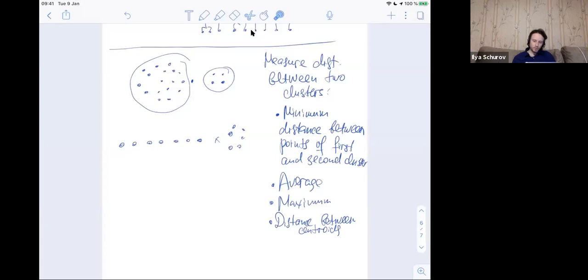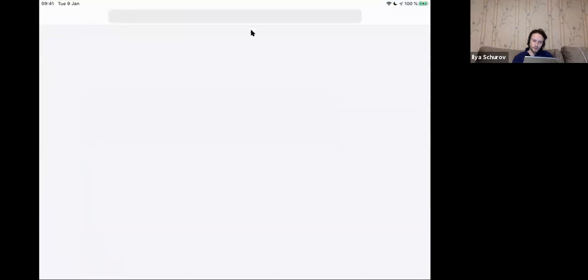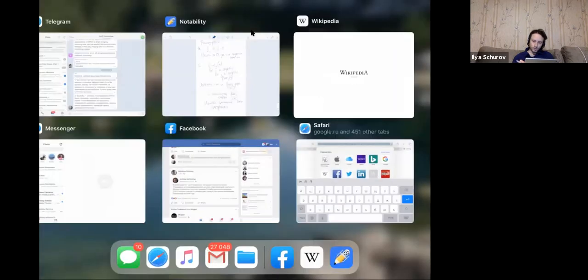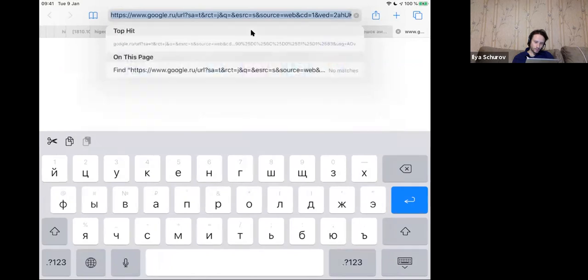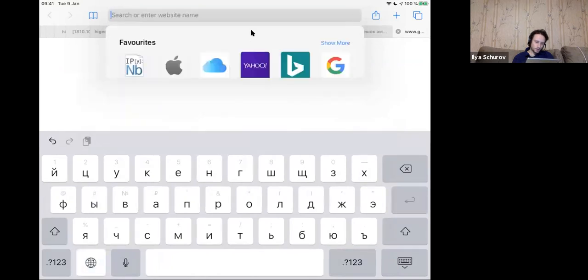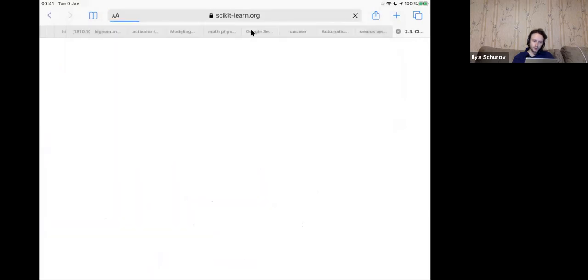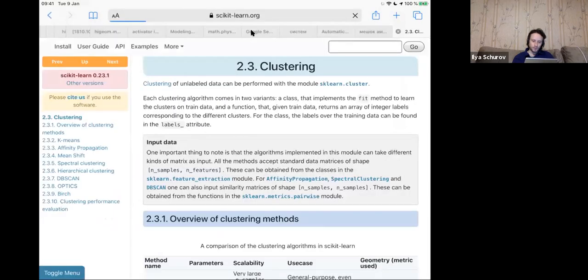Let me show you a picture from the scikit-learn library. No, we don't need Wikipedia. I like this picture because it shows us how different the result of clustering can be.